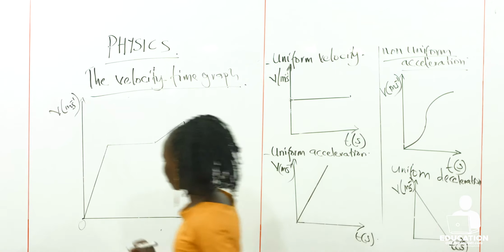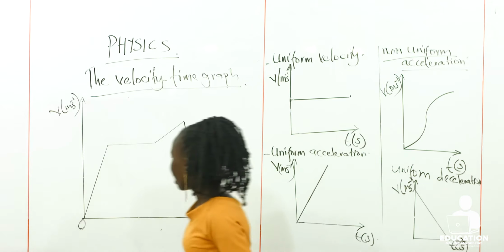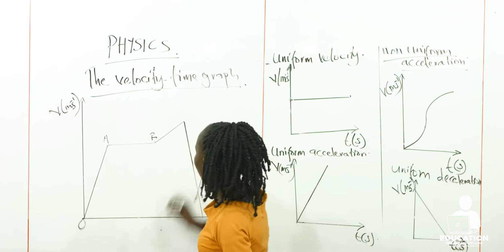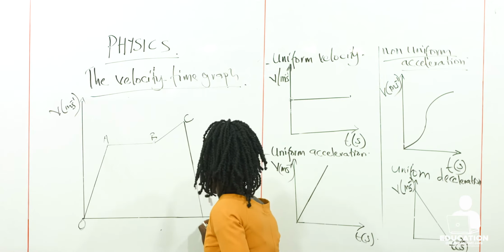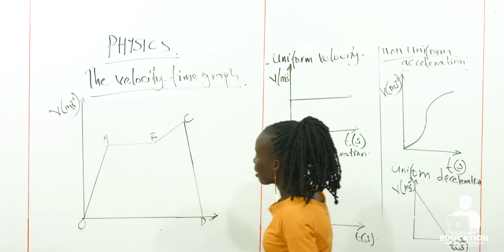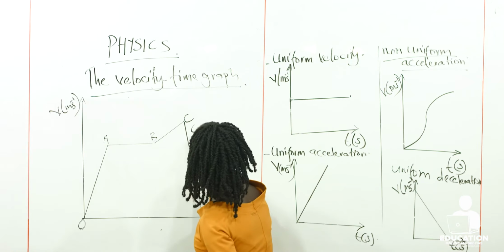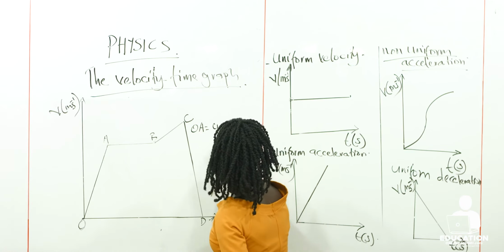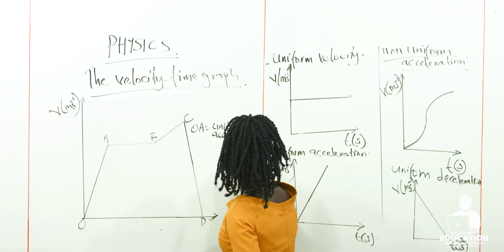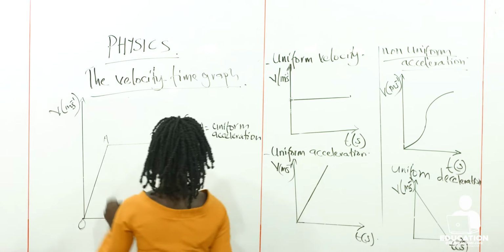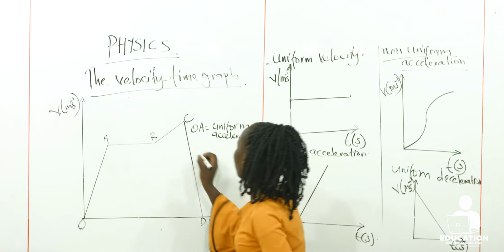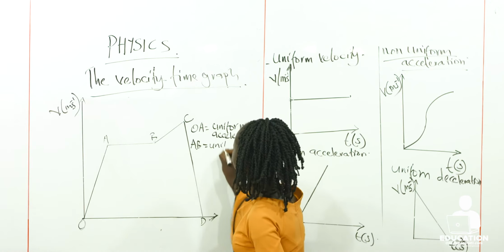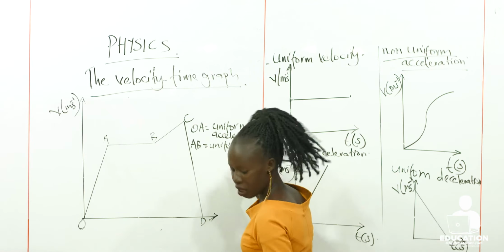So we'll see that you can even explain your graph here. How is that possible? If you said your body started from rest here, then moved to point A, and then to point B, then to point C, and then back again here to point D. You see that from O to A, if you have OA, the body has uniform acceleration. Now let's look from point A to B. If the body is from A to B, the body attained a uniform velocity.